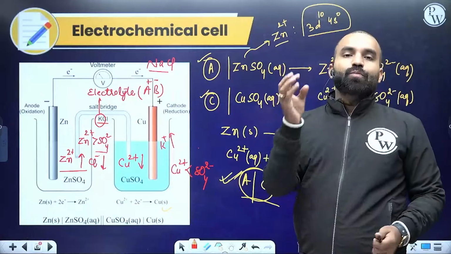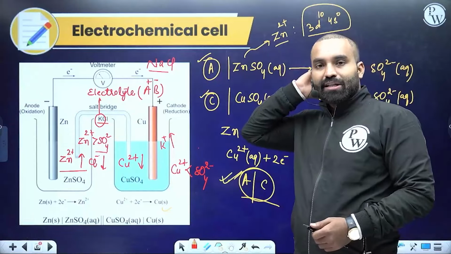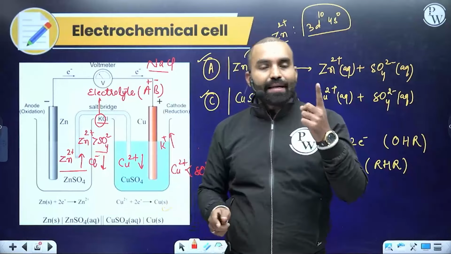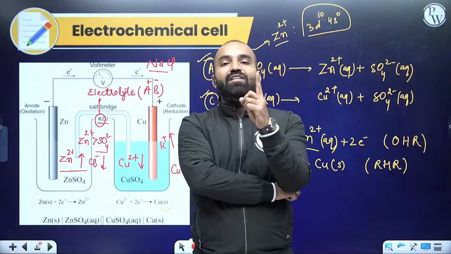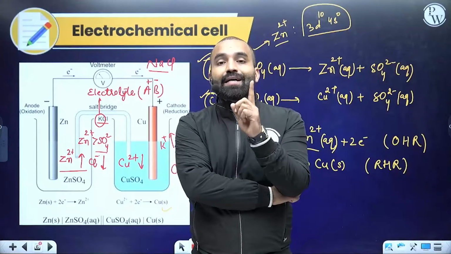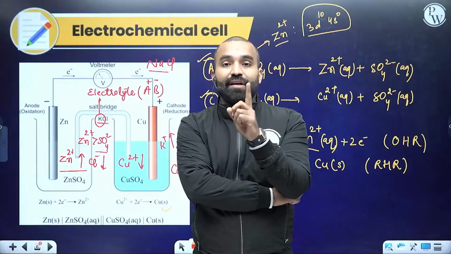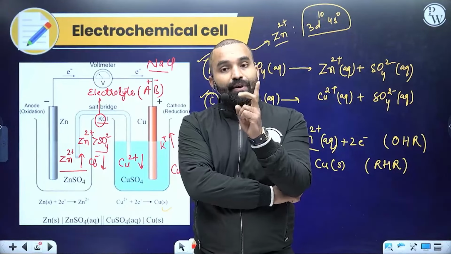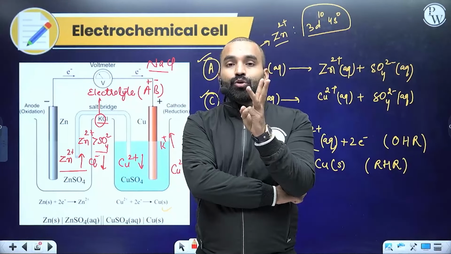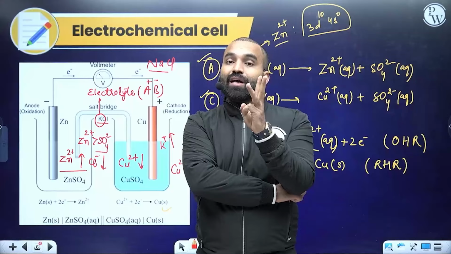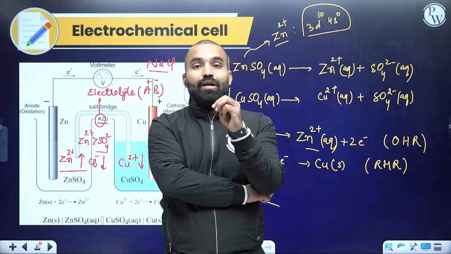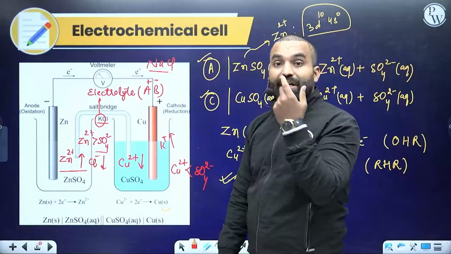Now there are a few properties of this salt bridge. Do you understand the function or the use of this salt bridge? The first one, it completes the internal circuit. What did I say, guys? It completes the internal circuit, not the external circuit, internal circuit. It prevents the mixing of the two solutions. It also prevents liquid junction potential. These three important points, these three important reasons.